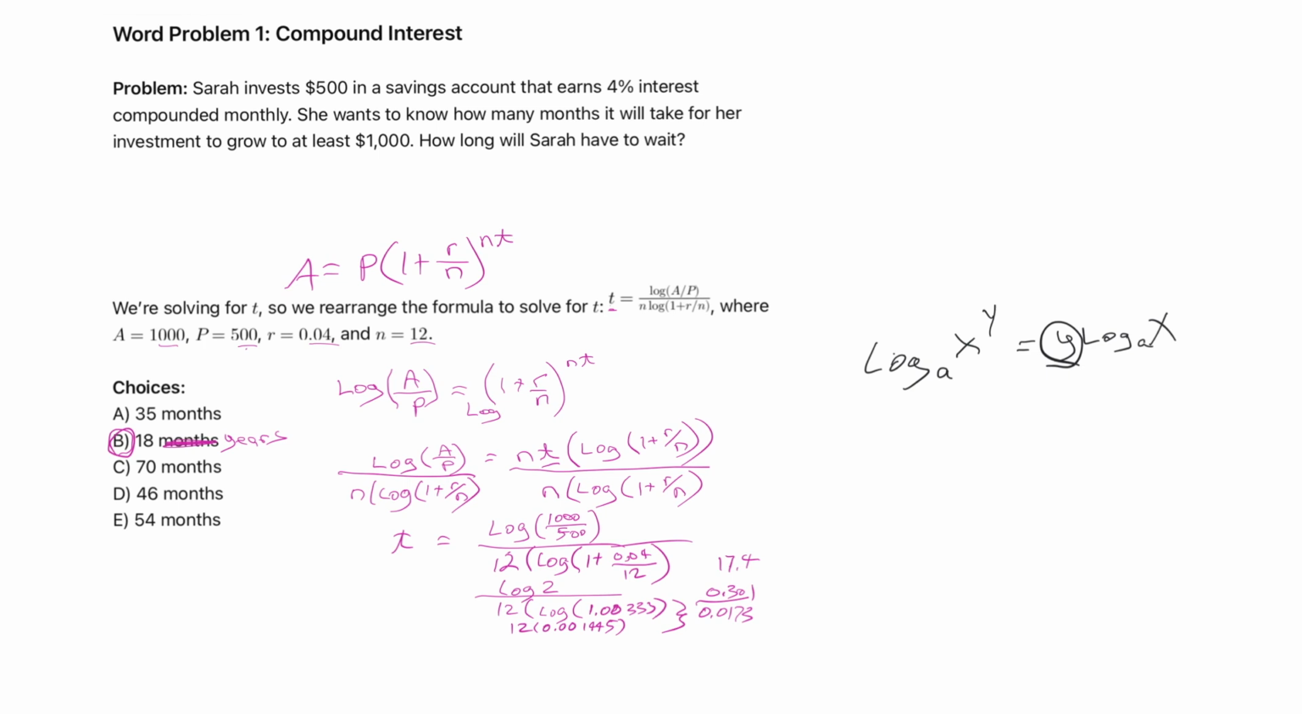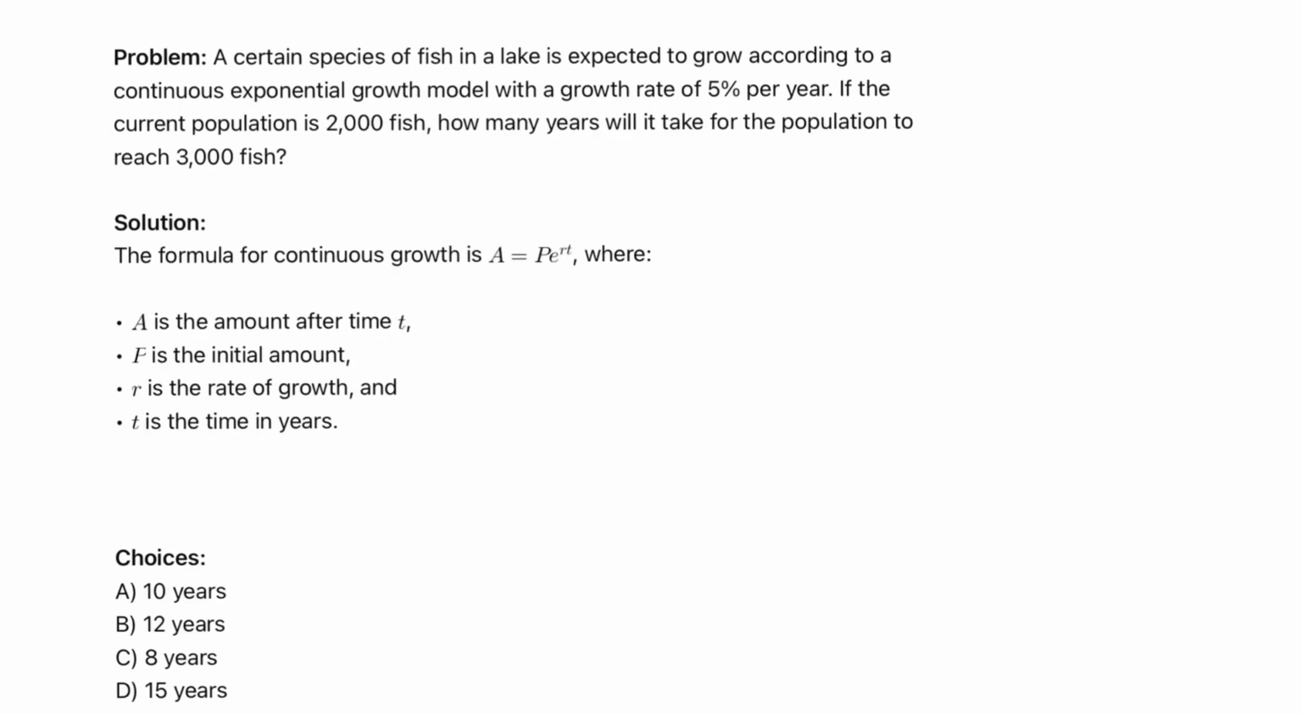Okay, so now let's look at the next problem that we've got. We've got a couple more like this. So starting with this one is about population growth. And it says a certain species of fish in a lake is expected to grow according to a continuous exponential growth model with a growth rate of 5% per year. If the current population is 2,000 fish, how many years will it take for the population to reach 3,000 fish?